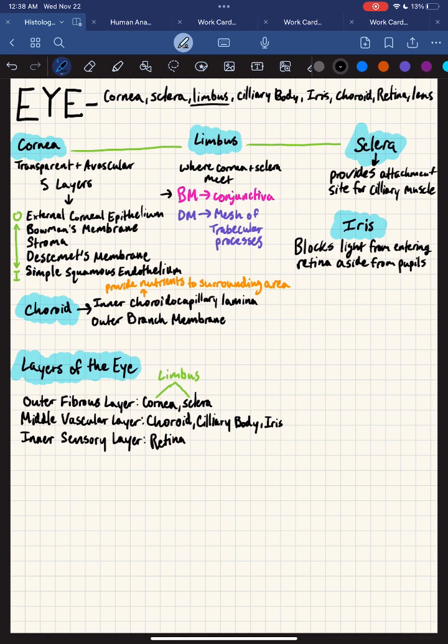And it accomplishes this via melanocytes, which produce melanin, to undergo this function.